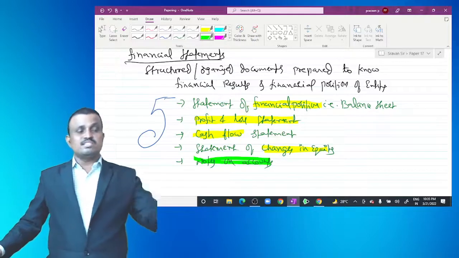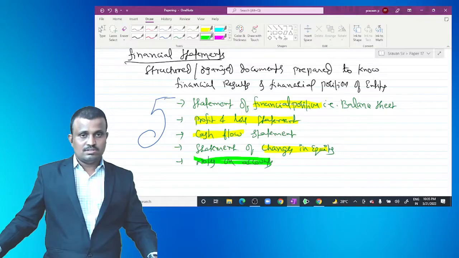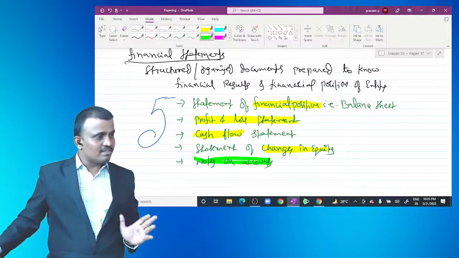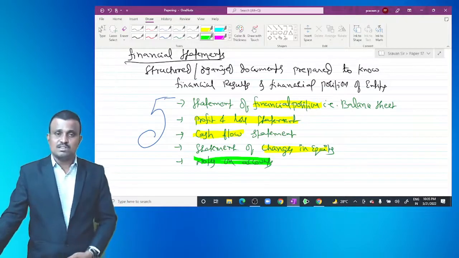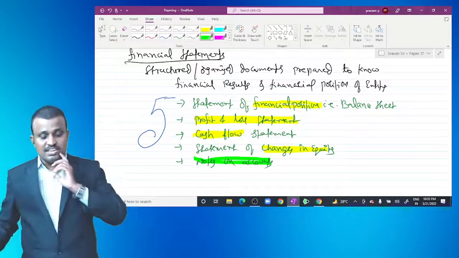On such and such date, a fire accident occurred, due to which inventory worth such and such amount was lost. This type of disclosure is required. So that is the main objective of what? Notes on accounts. So these are the 5 components of the financial statement.